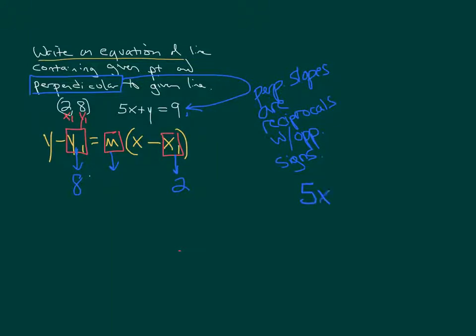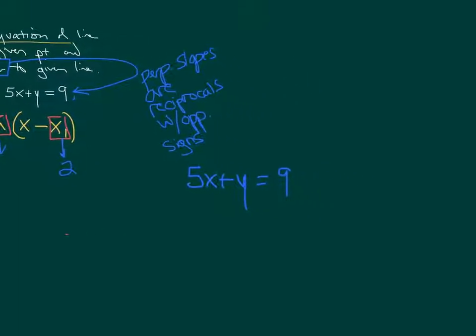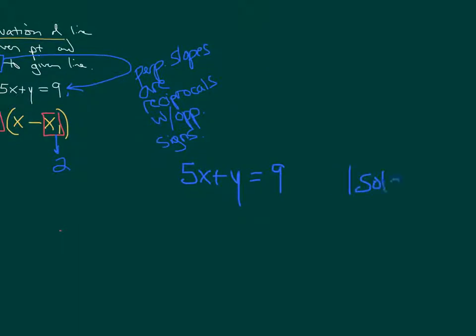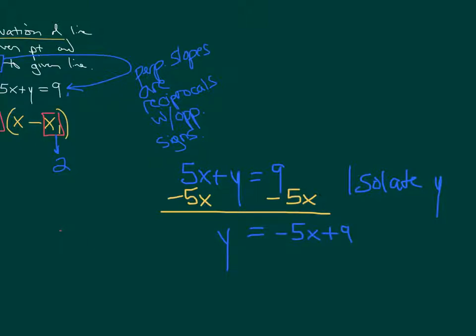So we've got 5x plus y equals 9. We want to isolate y, and once y is by itself, we can figure out what the slope is. All we've got to do in this case is subtract 5x, which gets y all by itself. Now we've got y equals negative 5x plus 9. So we know that the slope of this line is negative 5.